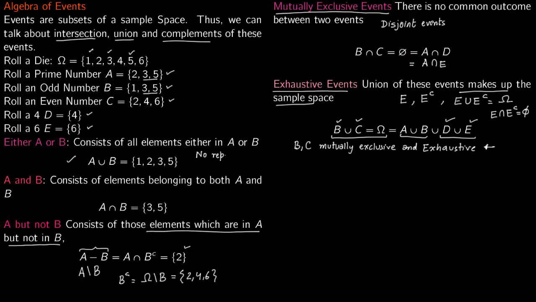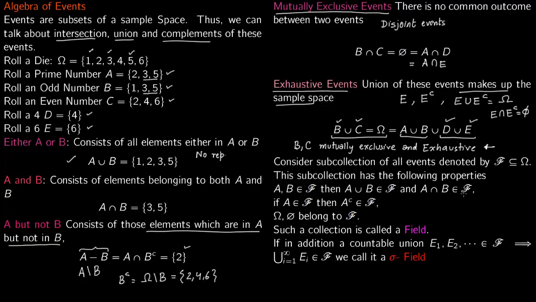Now we talk about field and sigma field. Now field and sigma field are very important if you want to do higher probability. If you want to do stochastic calculus, you will always encounter terms like sigma field, and you need to understand what this field and sigma field essentially mean. So for field, you start with a sub collection of all events. So you take a sub collection of events. So events are nothing but subsets of sample space. So you take a sub collection of events.